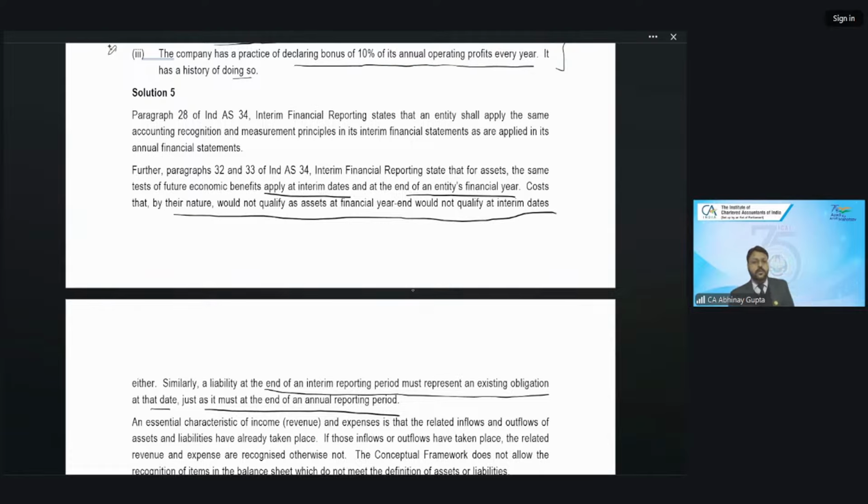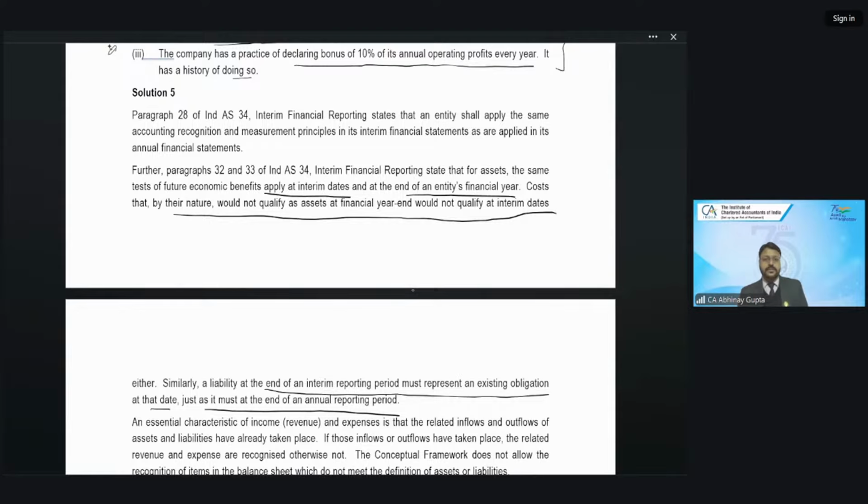What do you mean by existing obligation? Are you able to recall something which you might have discussed under Ind AS 37 provisions? You must have heard present obligation, correct? So for liabilities to be recorded and reported, existing obligation is a criteria, right?